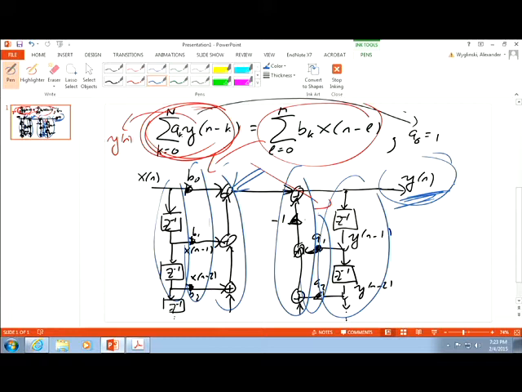Going a little bit ahead of the material, but just to give you perspective why we represent this as we do, it's because of this generalized structure. It's a very powerful tool. We can represent a lot of LCCDE systems using this, as we'll see later on. All right.